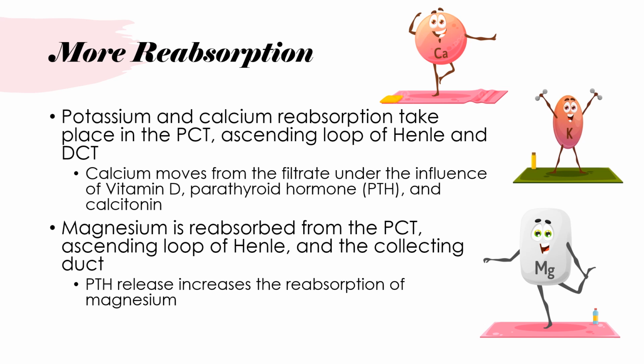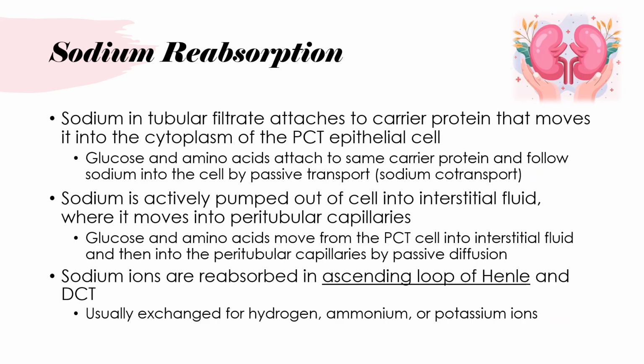Now, magnesium is reabsorbed from the proximal convoluted tubule through the ascending loop of Henle and the collecting duct. And that parathyroid hormone release is going to increase the reabsorption of that magnesium. See how everything is connected? Everything works so that everything works. Hashtag homeostasis.